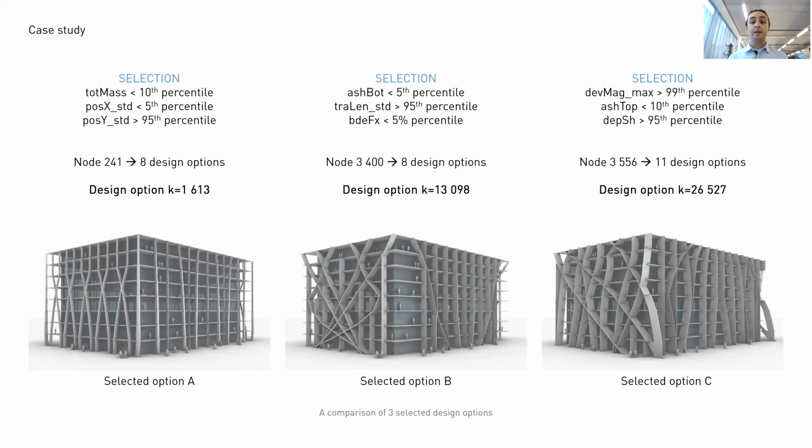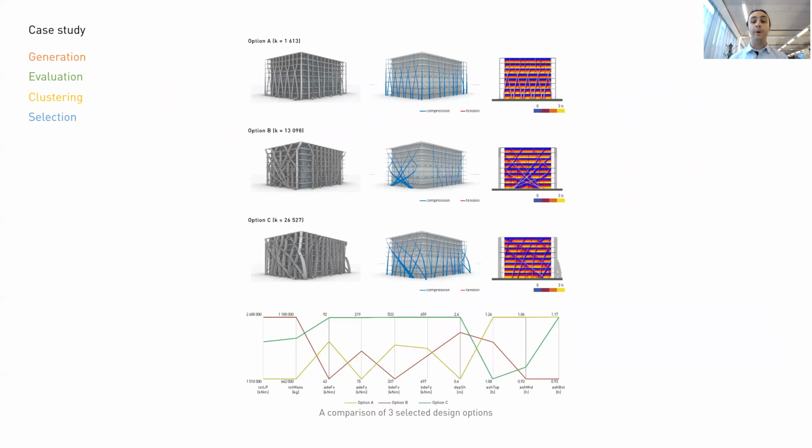At this point, we can ask the machine to show us only those solutions that comply with certain criteria. For instance, option A is selected among those options that show small values for total mass in combination with criteria related to the standard deviation of node's position. In this slide, we are comparing the 3 selected options in order to show the diversity both in terms of form and in terms of performance.